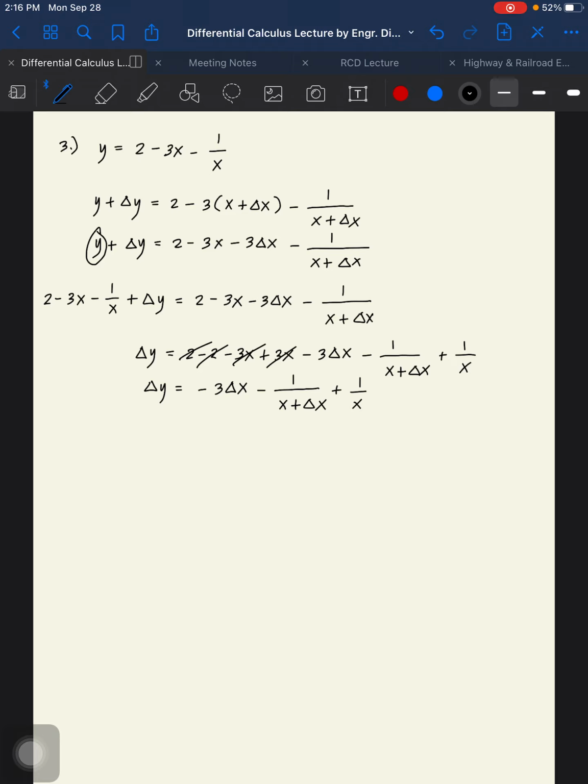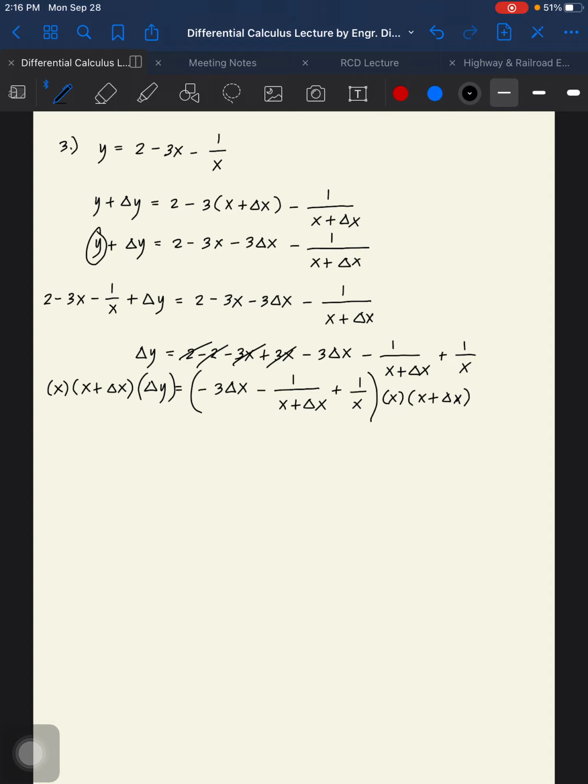Now to solve this equation, we need to remove the denominator. To remove the denominator, we need to multiply the right side of the equation by x plus delta x. This is the common denominator. What we do with the right side of the equation, we should also do with the left side of the equation. So we have x plus delta x.